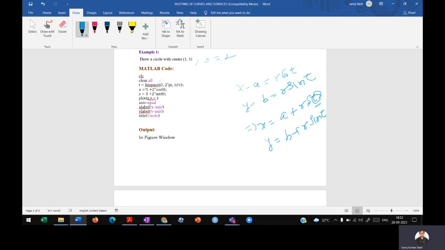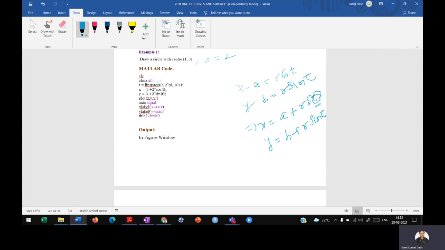Once you have the set of values for t, then we write x and y in parametric form. x is 1 plus 2 into cos(t). Always put trigonometric arguments like theta in brackets. So cos(t), and y is 3 plus 2 into sin(t). Then we use the plot command to plot x, y with which color? r. So it will plot the circle curve with center (1, 3) and radius 2.